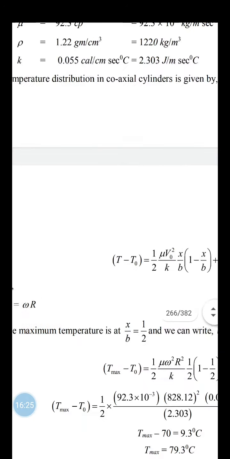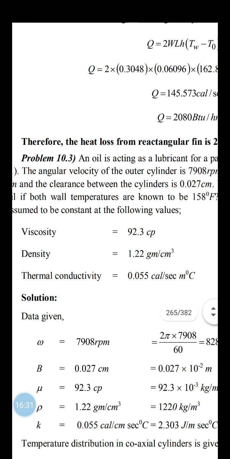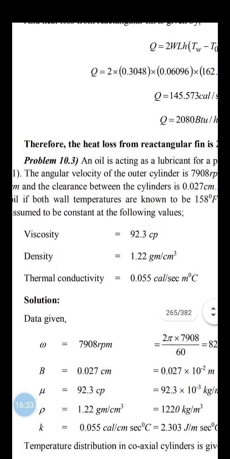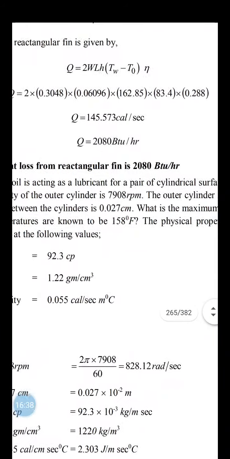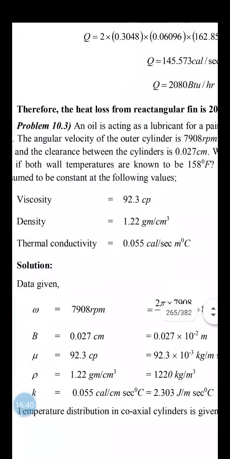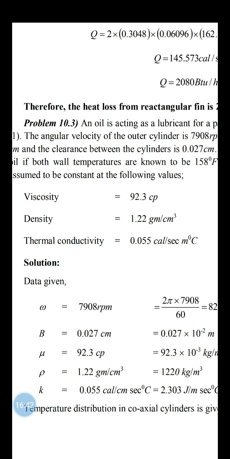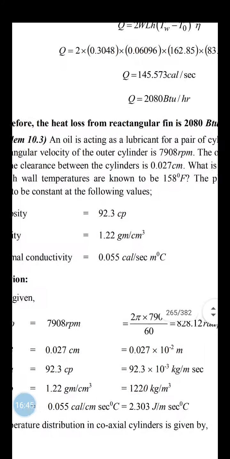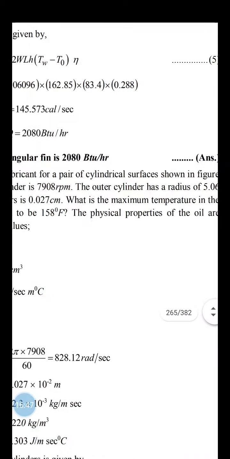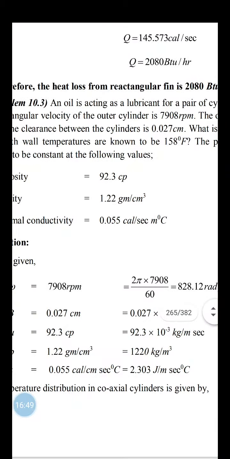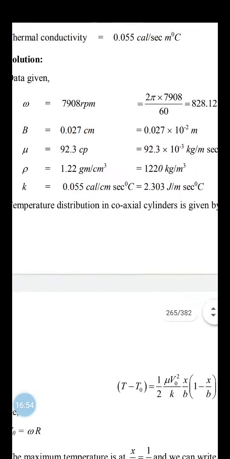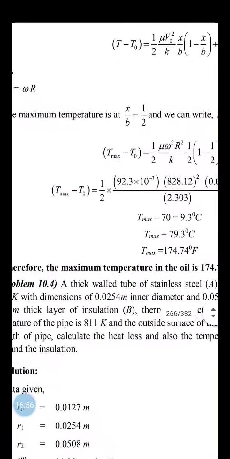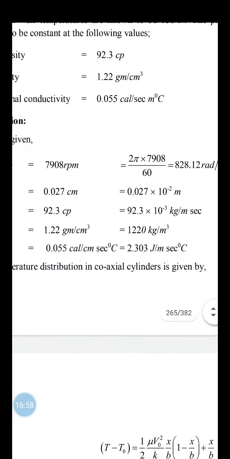Next, once you find out the heat transfer, you can go for problem 10.3. An oil which is acting like a lubricant between the cylindrical surfaces. So one surface is moving, another surface is stationary. Outer surface radius, inner surface radius and temperature are given. What you have to find out is the maximum temperature in coaxial cylinders.